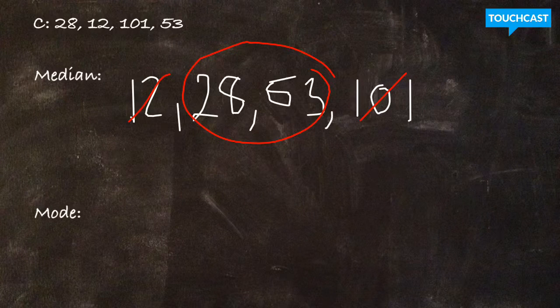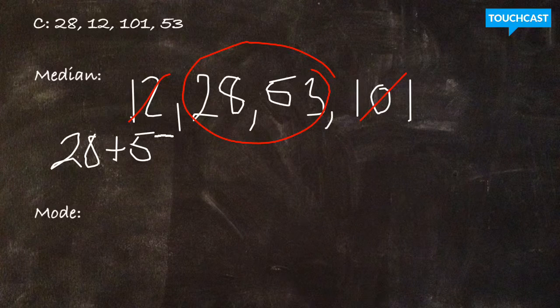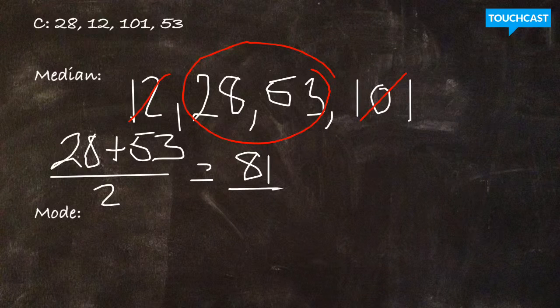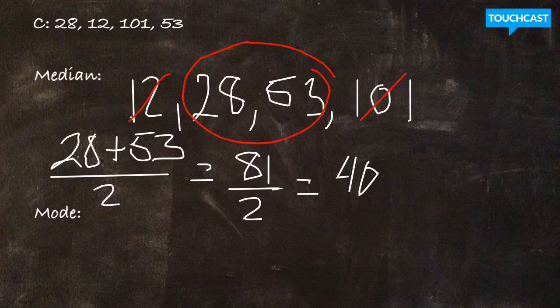So we need to add 28 and 53, 28 plus 53, and divide that by 2. So 28 plus 53 is going to give us 81. And 81 divided by 2 is exactly 40 and a half, or 40.5.